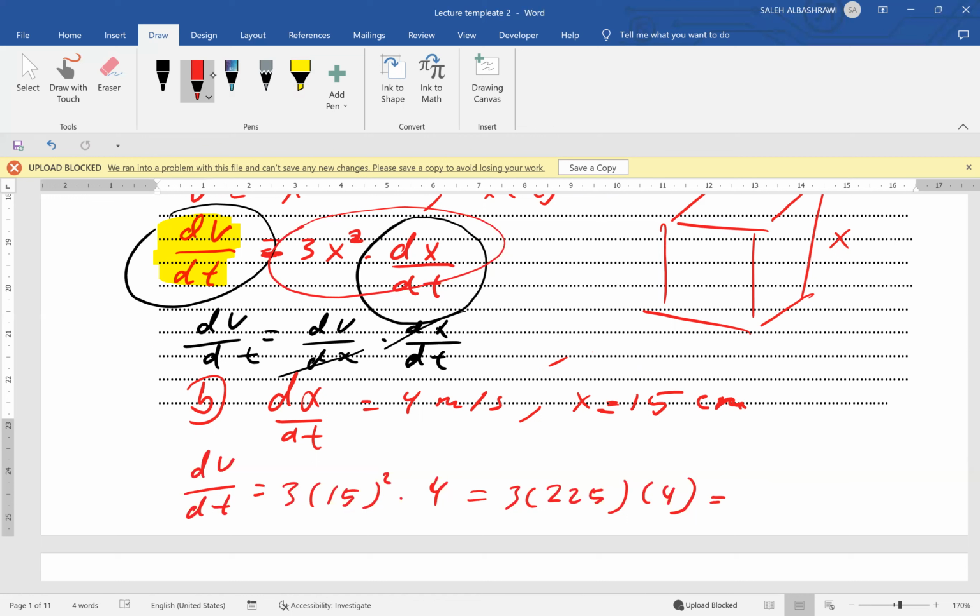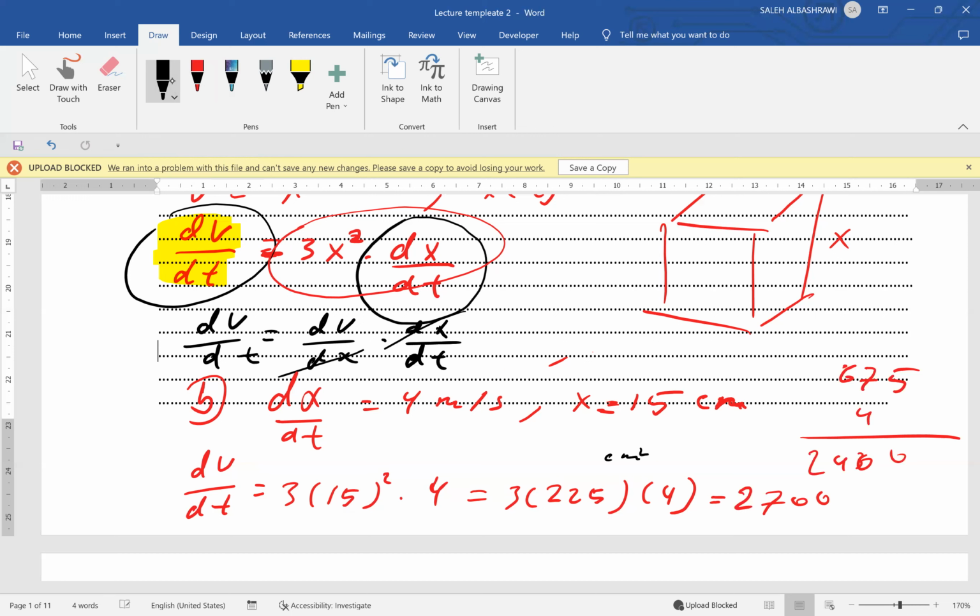That will be 675 multiplied by 4. So this will be 2700.